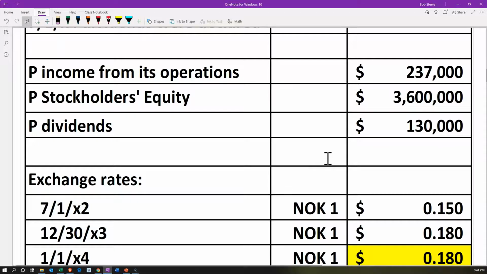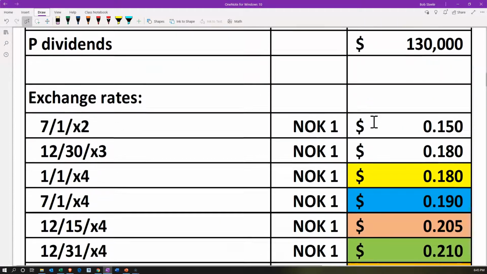Then we're going to get some information for the P company, which is the parent company. That's going to include the income from its operations in dollars. So these are going to be more straightforward numbers because they're in dollars. We don't have to think about the conversion process. We're concentrating on the subsidiary because the subsidiary does have the conversion process that we'll have to be dealing with. So the P income from operations is $237,000. The stockholders' equity is $3,600,000. Dividends are going to be $130,000, all in dollars.